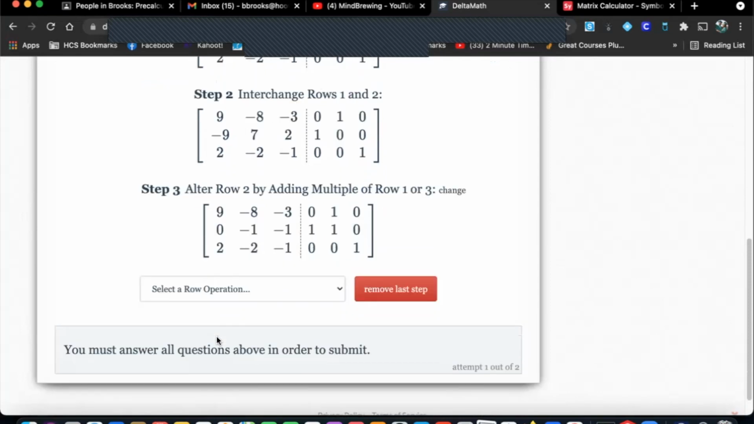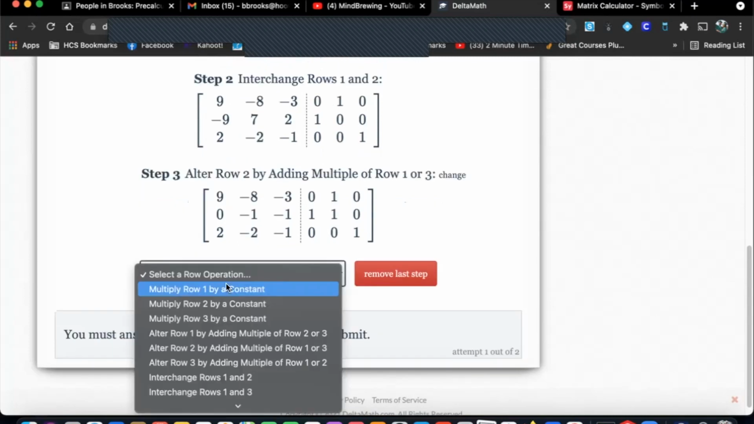How do I want to go about this? Okay, I could multiply row 1 by 1/9. That's just starting to give me fractions, and I don't really like that much. However, I don't really see a way around it. So I'm just gonna have to keep track of the fractions.